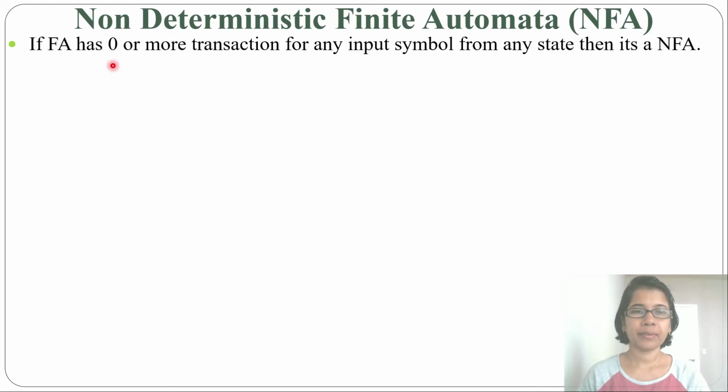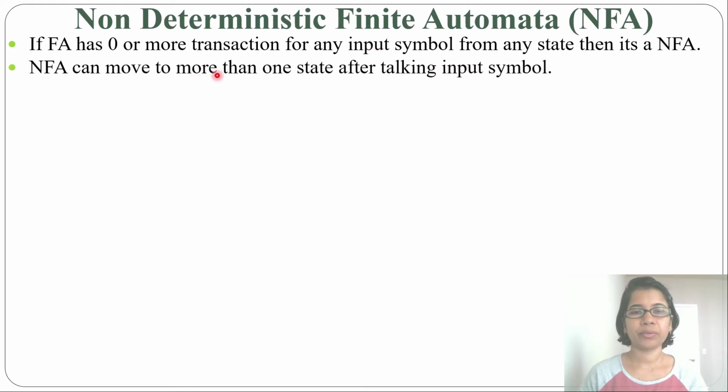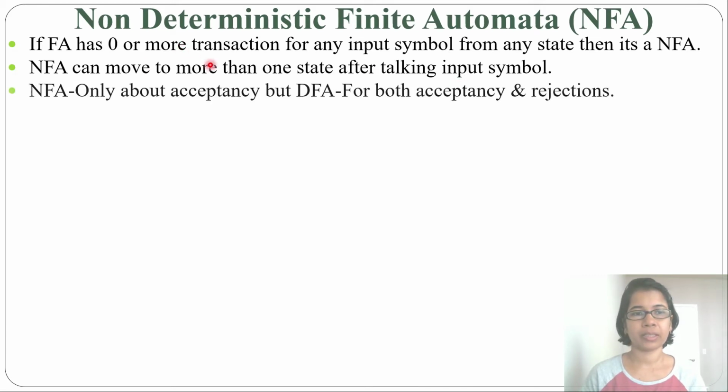Okay. If an FA has 0 or more transitions for any input symbol from any state, then it's an NFA. Maybe there will be 0 transitions or there will be more than one transition, then it's an NFA. But in case of DFA, there is just one transition for any input symbol. But in case of NFA, there may be 0 or more transitions from any state. NFA can move to more than one state after taking input symbol. So that is more transitions, so it can move to more than one state.